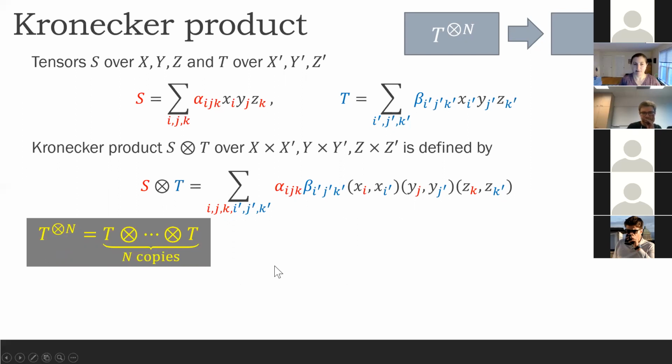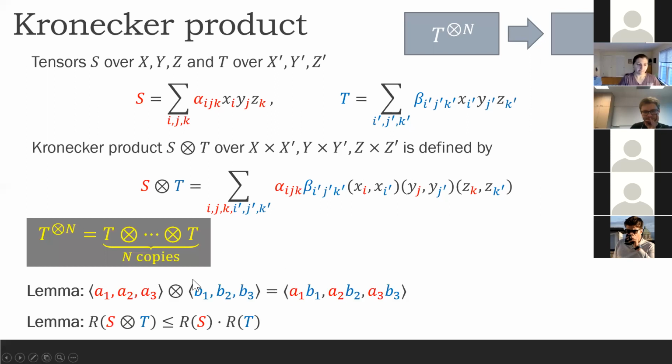Oh yeah, and before this, I want to point out that when you take the nth power, the variable sets are now n-tuples of the original variables. So originally, let's say we had the x variables, now we have n-tuples. And same with the y's and the z's.